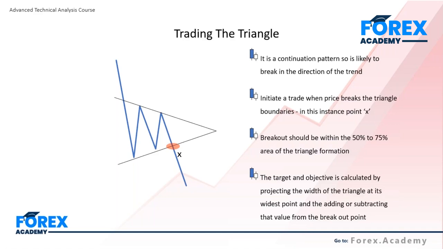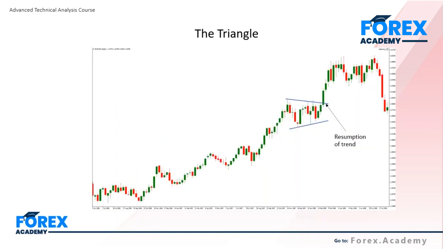So we have wedges, we have triangles, we have pennants, we have flags. They all comprise continuation patterns, and the one consistent element that we should observe when the markets break out is that the movement should be impulsive in the direction of the trend. Here's an example of a triangle formation, which in this instance occurs at the tail end of a trend, but nevertheless you can see, very importantly, that the market is impulsive once it breaks out.